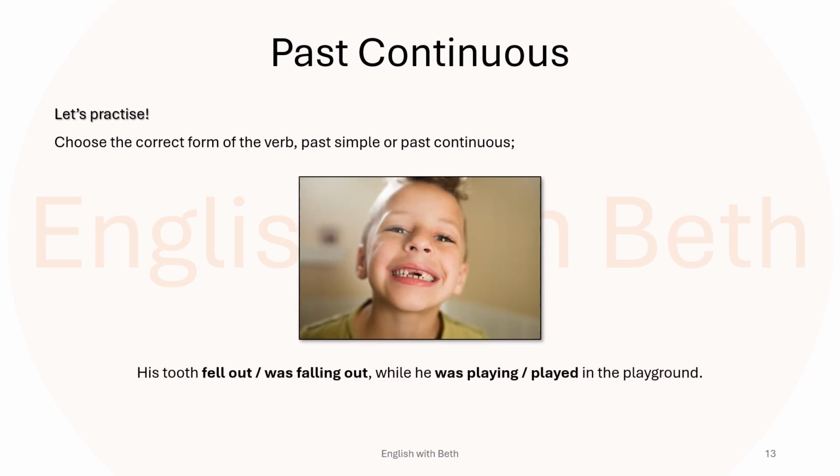His tooth fell out or was falling out while he was playing or played in the playground. Which of those options are correct? Pause the video if you need to and choose the right answer. And here is the correct answer for you. His tooth fell out while he was playing in the playground.